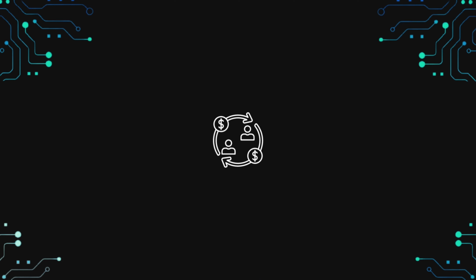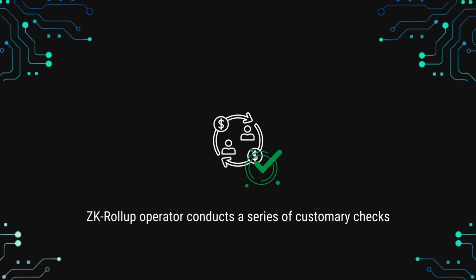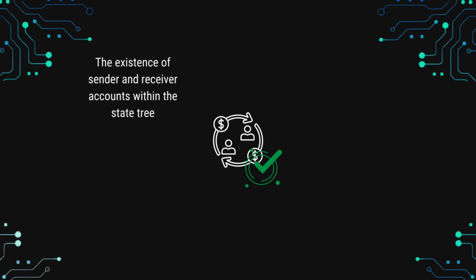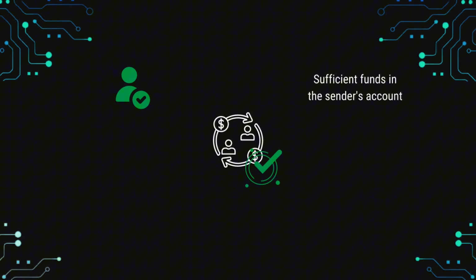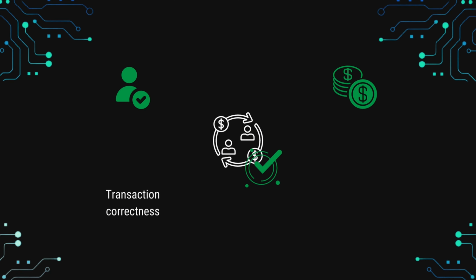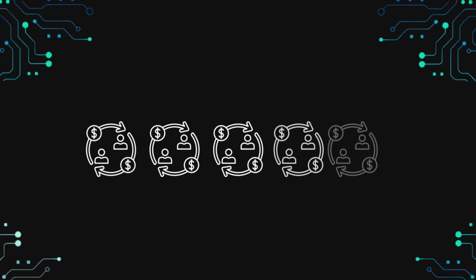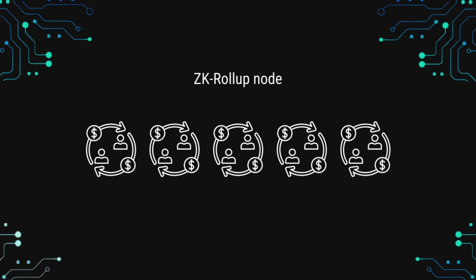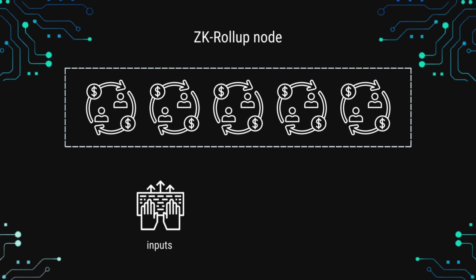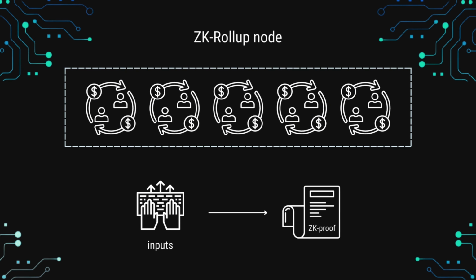Let's get started. Before transactions are accepted, the ZK-rollup operator conducts a series of customary checks. These checks involve verifying various aspects such as the existence of sender and receiver accounts within the state tree, ensuring sufficient funds in the sender's account, validating transaction correctness, and verifying the match between the transaction and the sender's public key on the rollup. Once a sufficient number of transactions have been collected, the ZK-rollup node aggregates them into a batch and prepares inputs for the proving circuit. These inputs are then compiled into a succinct ZK proof.